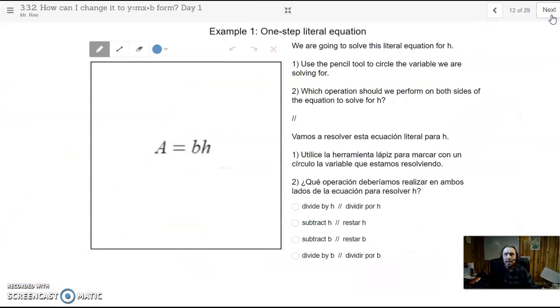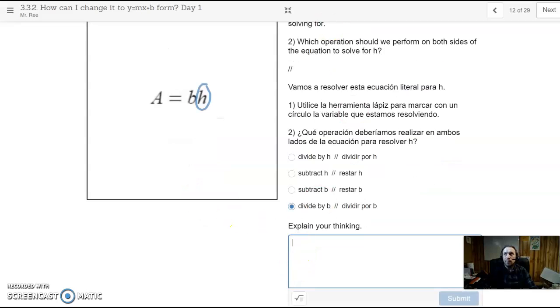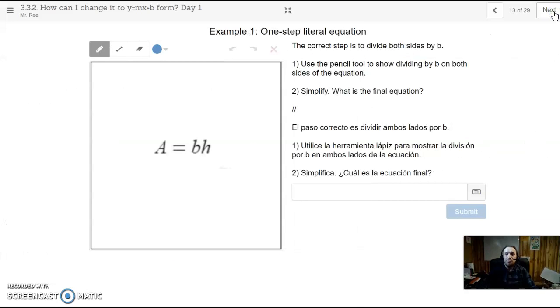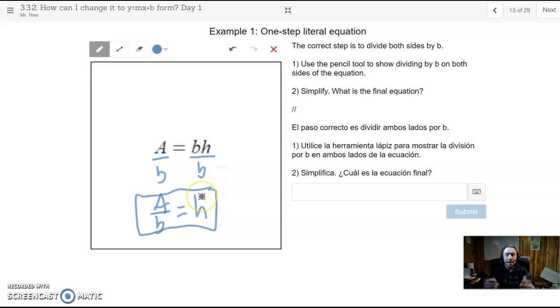Here it's saying we want to solve for h. So we're going to circle h. Notice h is being multiplied times b. So how do we undo this? We divide by whatever is happening. So it's h times b. We undo it by dividing by b. We divide both sides by b, and we get a over b equals h. And this is my final equation.